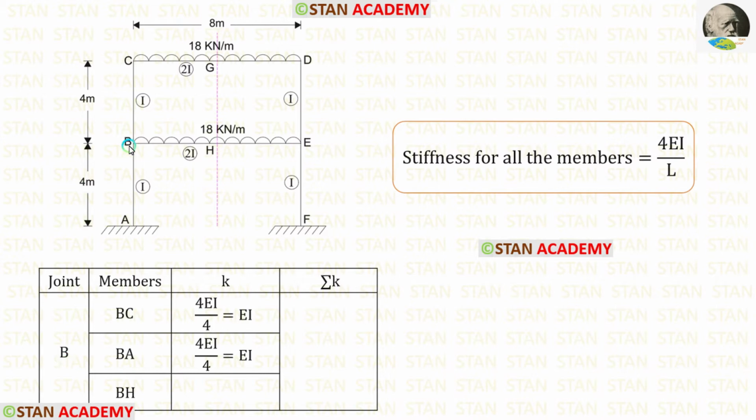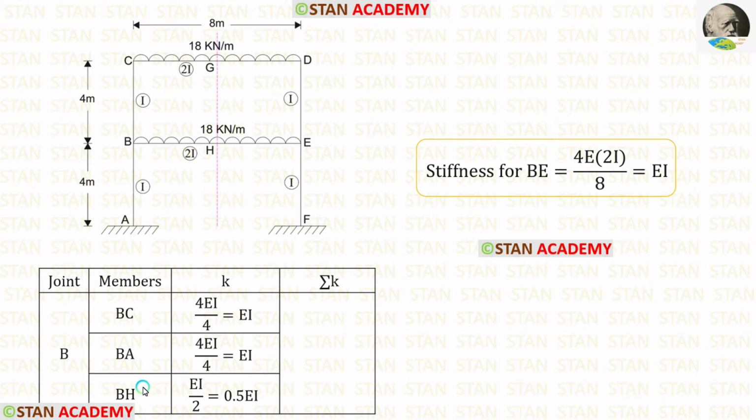Now let us find the stiffness in the joint B. First, let us find for BC. Length of BC is 4. Let us apply that. For the stiffness of BC, we are getting EI. Now let us find the stiffness for BA. Length of BA is 4. Let us apply that. For the stiffness of BA, we are getting EI.